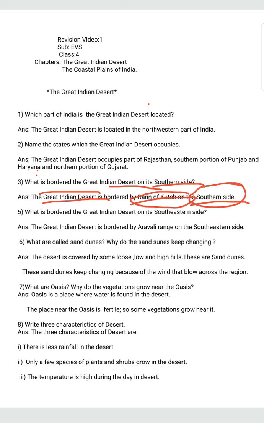And remember, the Run of Kutch is very famous for salt.